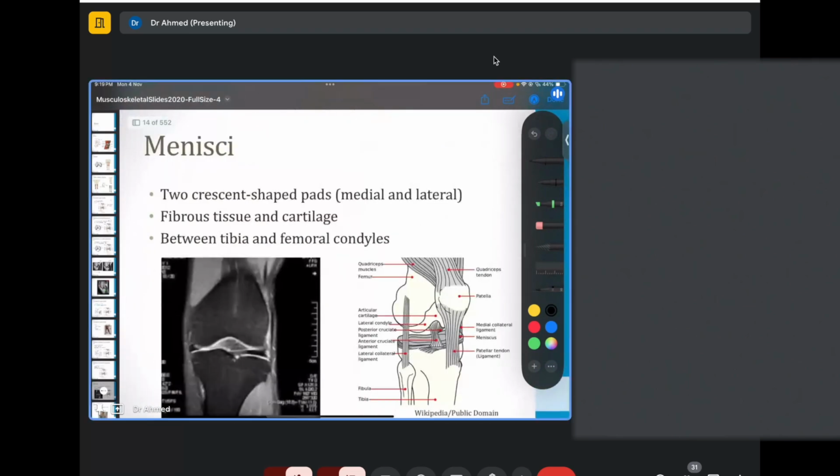Okay. Then you have your menisci, as we have already discussed. You have two crescent shaped pads that are present in between the joint. Here you can see these are the menisci, made up of cartilage and fibrous tissue, which make these pads. They are present between the tibia and femoral condyles. Simple.